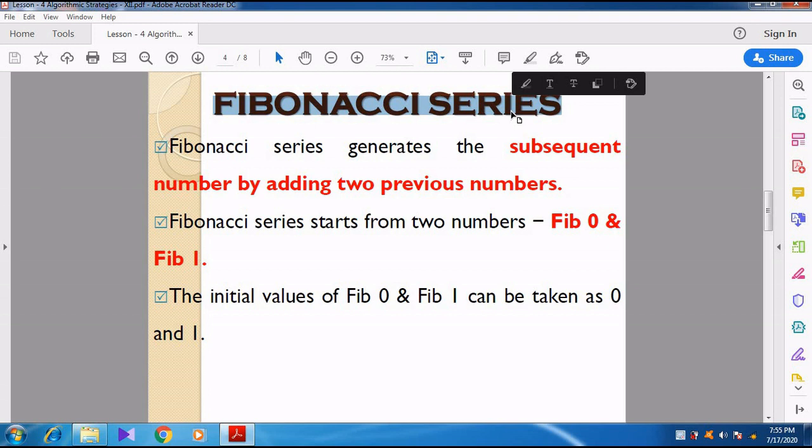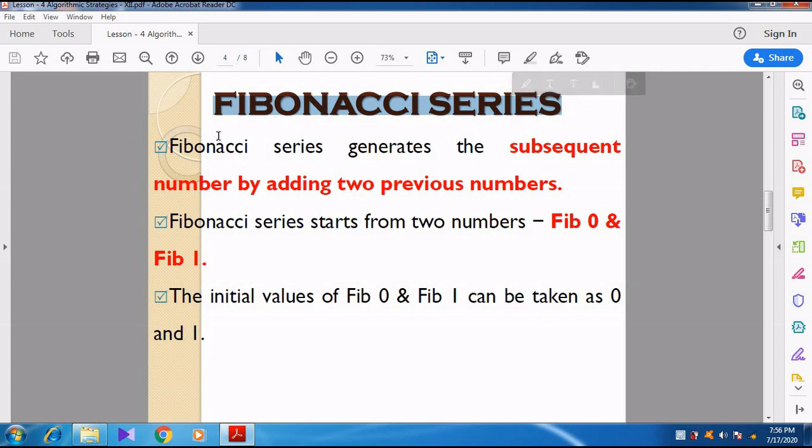So how to generate a Fibonacci series? I think you might have studied the same Fibonacci series in chapter 7, how to create a Python program to generate the Fibonacci series. Already we discussed all those things, so again I will try to repeat the same.